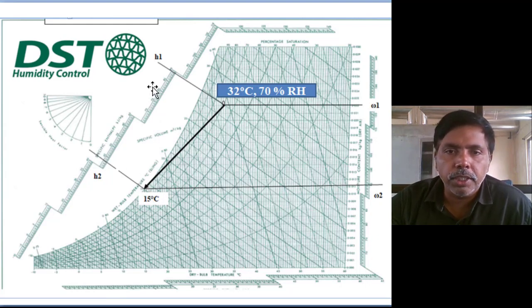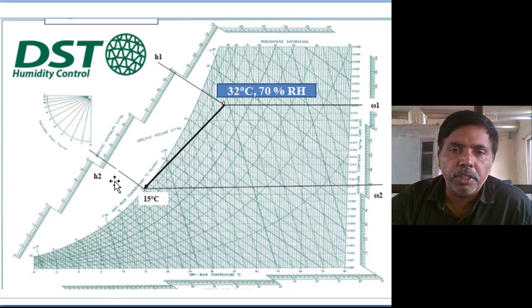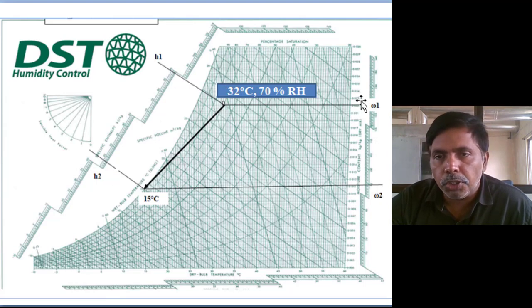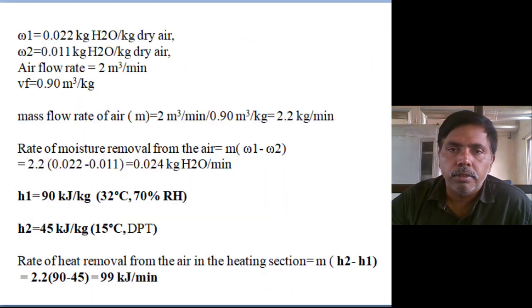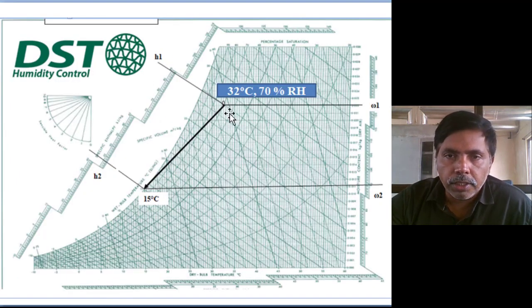That's all. This is how to determine the initial enthalpy and final enthalpy, initial moisture content and final moisture content. This is the initial moisture content, this is the final moisture content. This is the airflow rate and specific volume. At this temperature, what is the specific volume? You see, these are the specific volume lines.